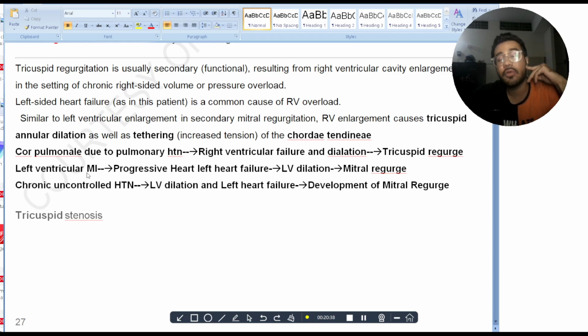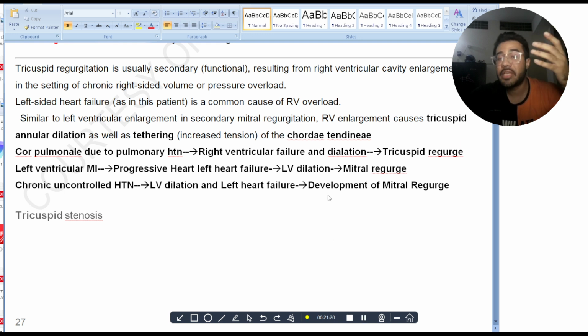For another scenario, left ventricular MI, and that results in progressive left heart failure. That would result in left ventricular dilation. That can also lead to secondary mitral regurg. Chronic uncontrolled hypertension would result in left ventricular dilation and left heart failure. Other signs would also be present, like pulmonary edema and the person not being able to lie flat and sleep, causing orthopnea and difficulty breathing if he tries to sleep flat, and other signs like pitting edema if the failure goes to the right heart as well, and other signs.